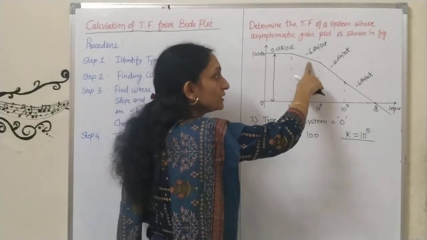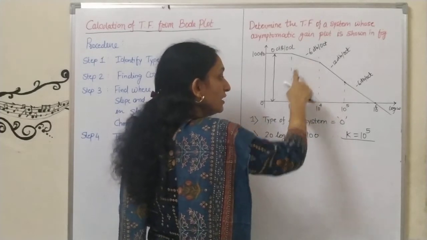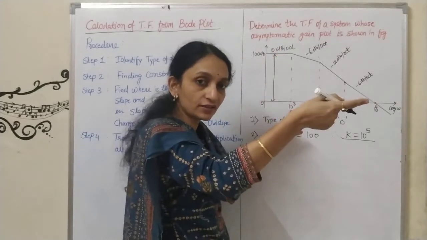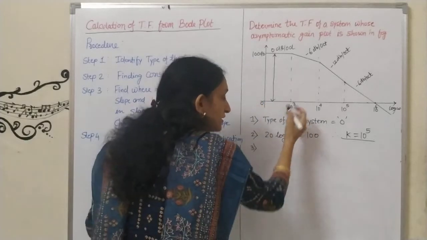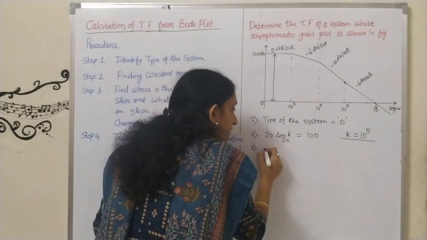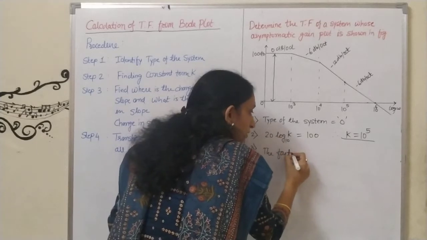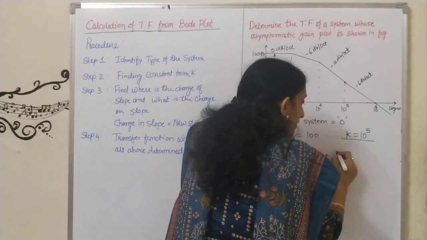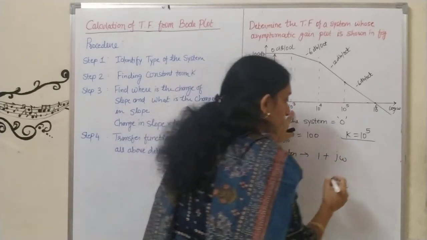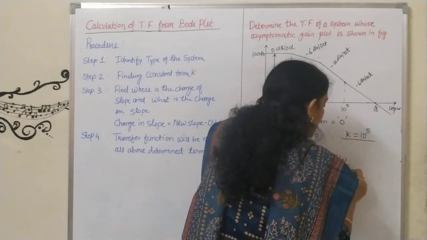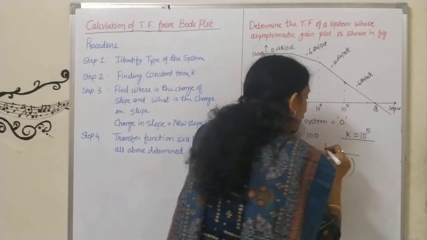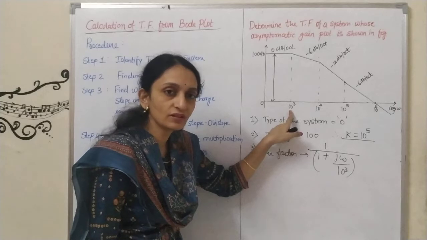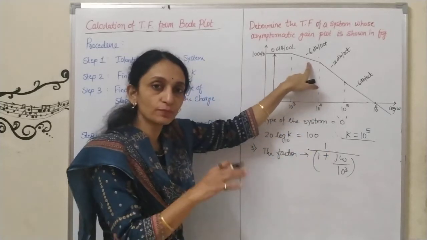But what will be the corner frequency for that finite pole? This 0 dB per octave is changing at 10 raised to power 3. So what will be that factor? How will I calculate? Here I will write the factor like this: 1 plus j omega by 10 raised to power 3, looking at the corner frequency. But this factor will be in the denominator, so the factor will be 1 upon 1 plus j omega by 10 raised to power 3, because this is a pole.